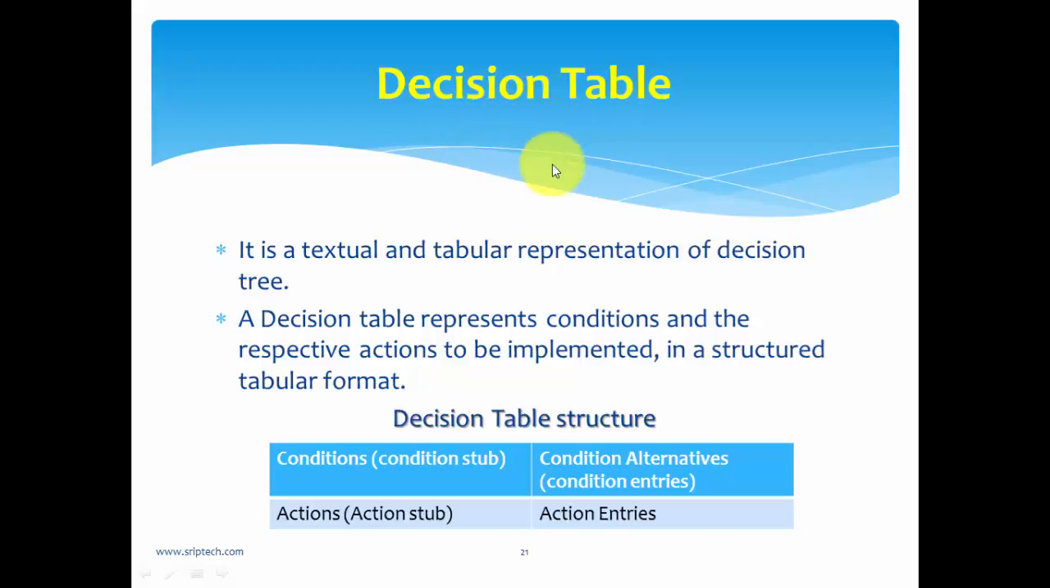And this decision table has got 4 quadrants. We call them the condition quadrant, the alternative quadrant, the action quadrant, and the action entry quadrant. So where do we use a decision table? It is used for decision making purposes, where a table represents conditions and respective actions to be implemented in a structured tabular format. And you should know that it is a textual and tabular representation of a decision tree.